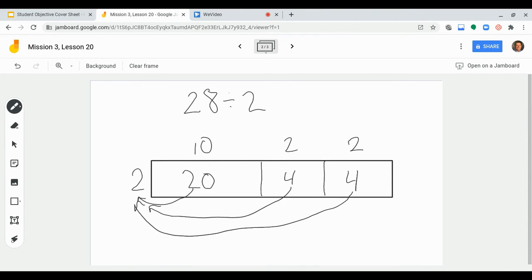And how do I solve this? I simply add them together. 10 plus 2 is 12, plus 2 is 14. So my quotient, or my answer, should be 14.